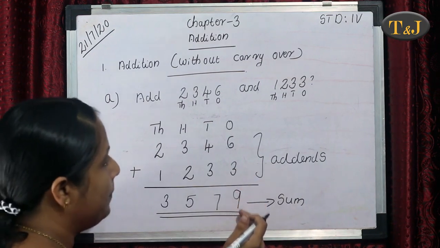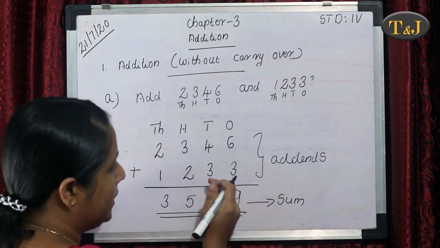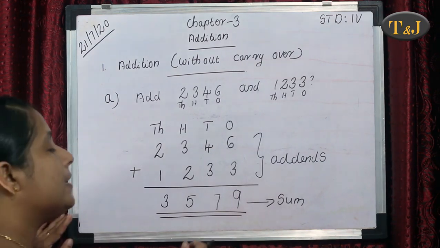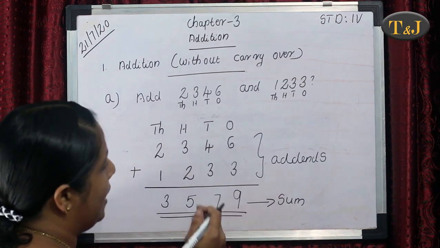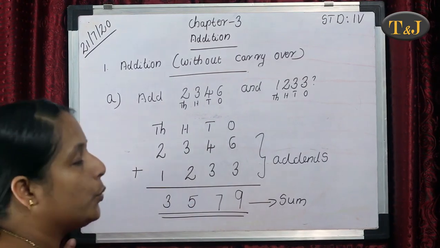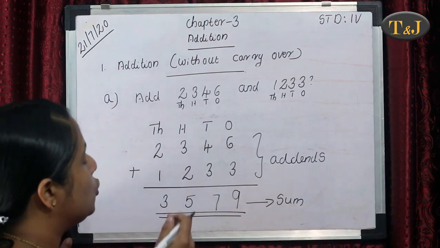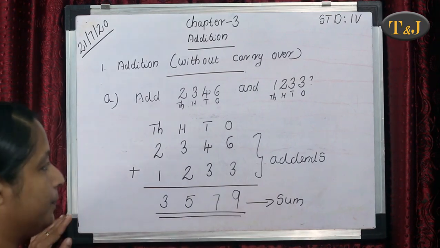Then writing 9. Next we add the tens place value, 4 and 3. 4 plus 3 equals 7. Next we add the hundreds place values, 3 and 2. 3 plus 2 equals 5. And last we add the thousands place, 2 and 1. 2 plus 1 equals 3.